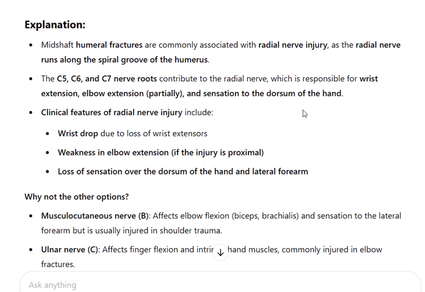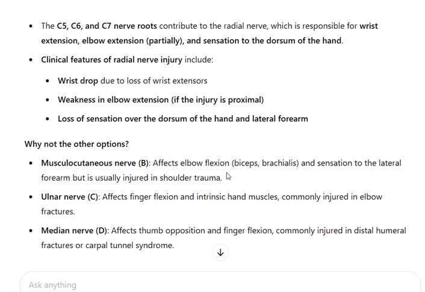Clinical features of radial nerve injury include wrist drop due to loss of wrist extensors, weakness in elbow extension if the injury is proximal, and loss of sensation over the dorsum of the hand and lateral forearm. Why not the other options?